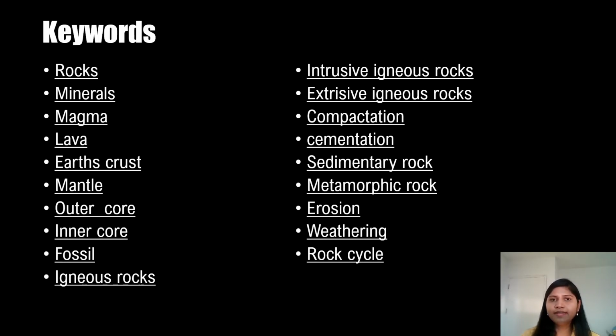Rock cycle: rocks cannot be destroyed. They just change from one form to another. That's why it is called a rock cycle, the same as a water cycle. That's the rock cycle, and we are going to see how this rock cycle works.